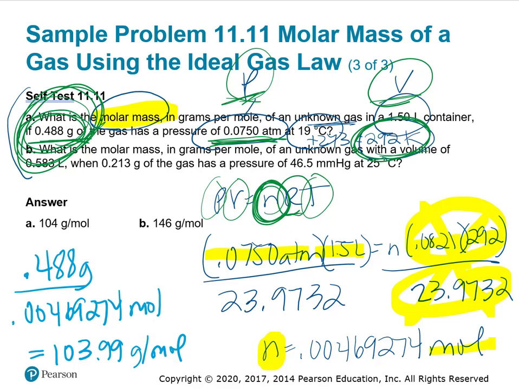We want the molar mass, which is in grams per mole. So I'm going to take the grams that I was given in my problem and divide it by my moles. And I got 103.99, but with 3 sig figs, I would stop there. The 9 is going to make that 3 a 4, so 104 grams per mole for the molar mass.